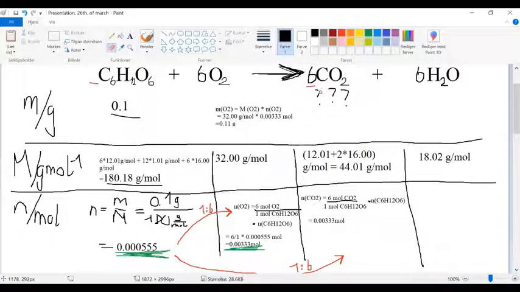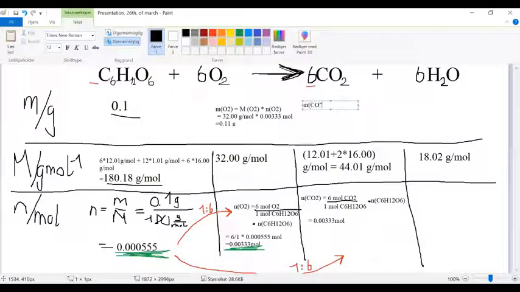So now we are almost there. Now we can determine the mass of carbon dioxide. That will be equal to the molar mass times the amount of substance, and that is equal to 44.01 grams per mole times 0.0333 moles, which equals, and I just need my calculator now, 0.15 grams of carbon dioxide.